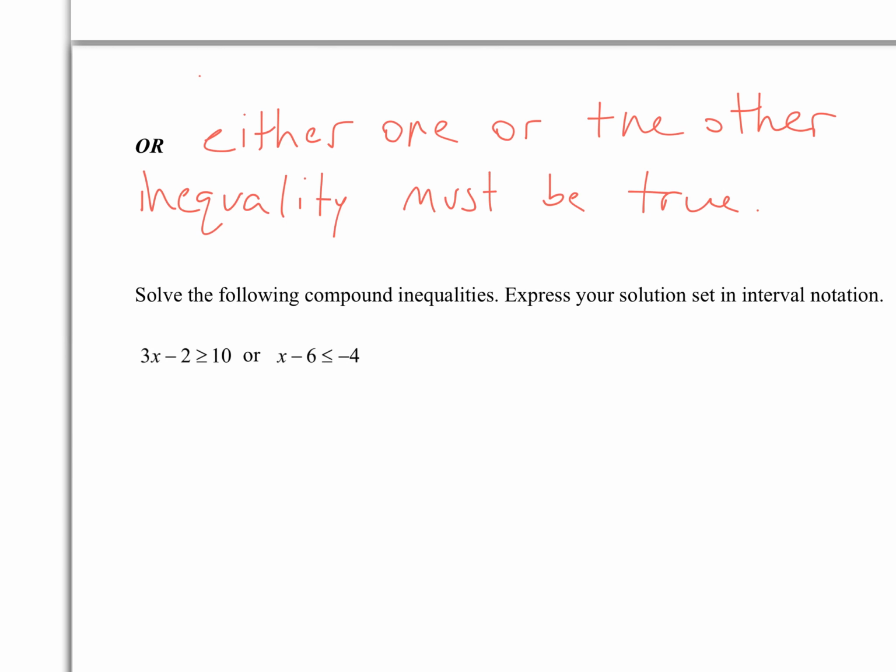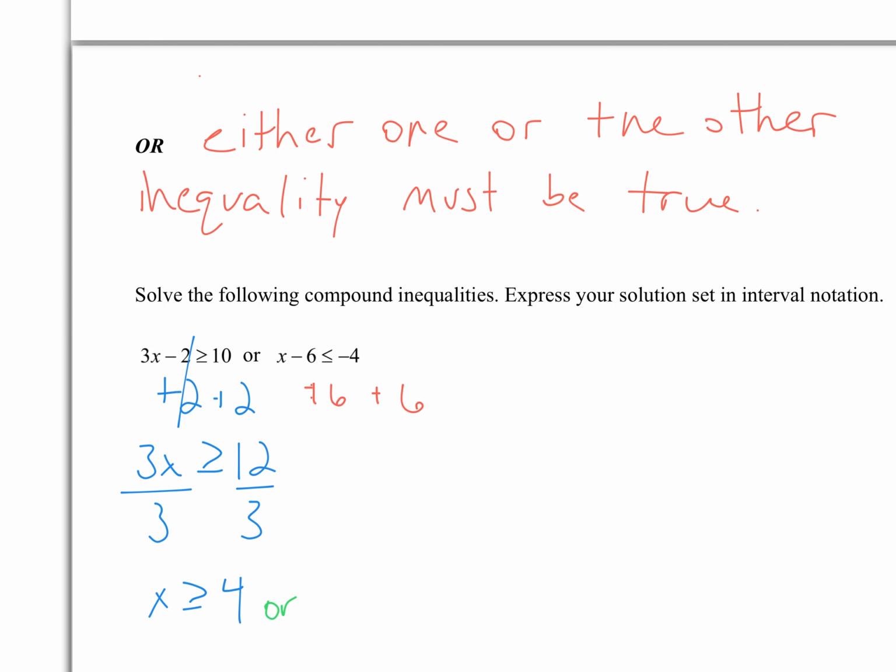We have two separate inequalities. I'm going to solve the first one by adding 2. 3x is greater than or equal to 12. Divide by 3. So x is greater than or equal to 4. That's our first option. Or let's solve this one by adding 6. Less than or equal to positive 2, excuse me. -4 plus 6 is positive 2. So let me carry that down because that's already done. X is less than or equal to 2.